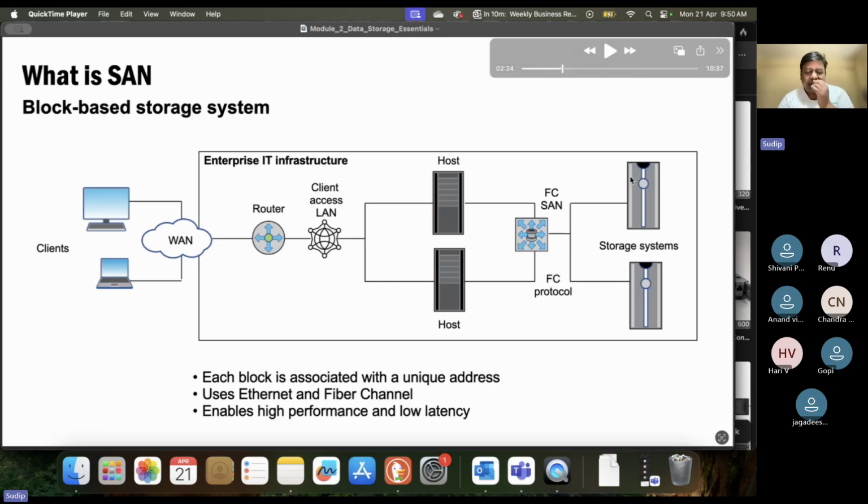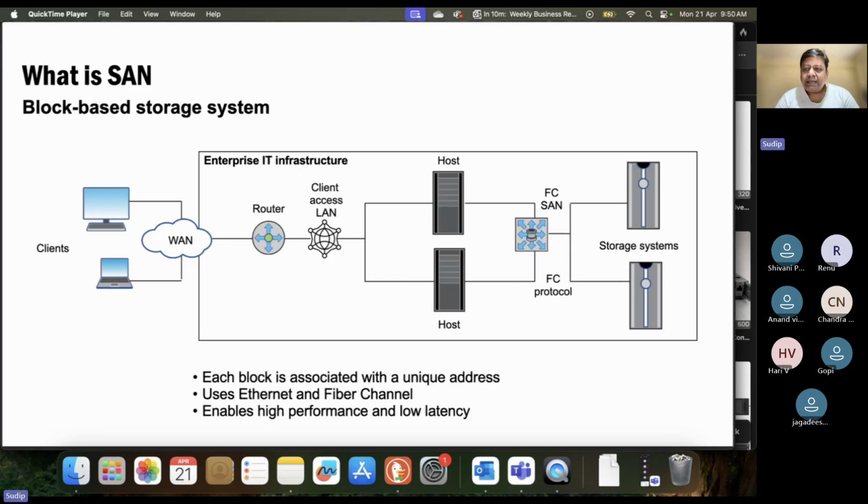So if we go to the example of a bank, the core banking software, which is responsible for all the banking transactions that we do in our savings account, current account, demat account, for those kinds of application workloads we will use a SAN using fiber channel protocol, with high speed connectivity and low latency.